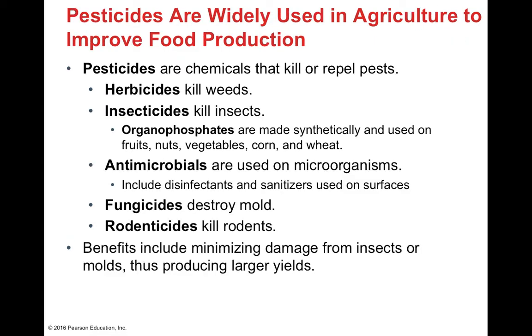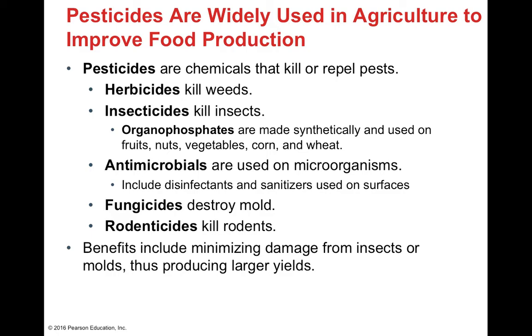Other things like pesticides can be used in agriculture. This is going to help improve food production. Pesticides are any chemical that's used to kill or repel pests. Specific types include herbicides, which kill weeds or plants, or insecticides, which kill insects. We have specialty types of insecticides, such as organophosphates, that are used on fruits, nuts, vegetables, corn, and wheat to help kill off any insects so that our plants may thrive.